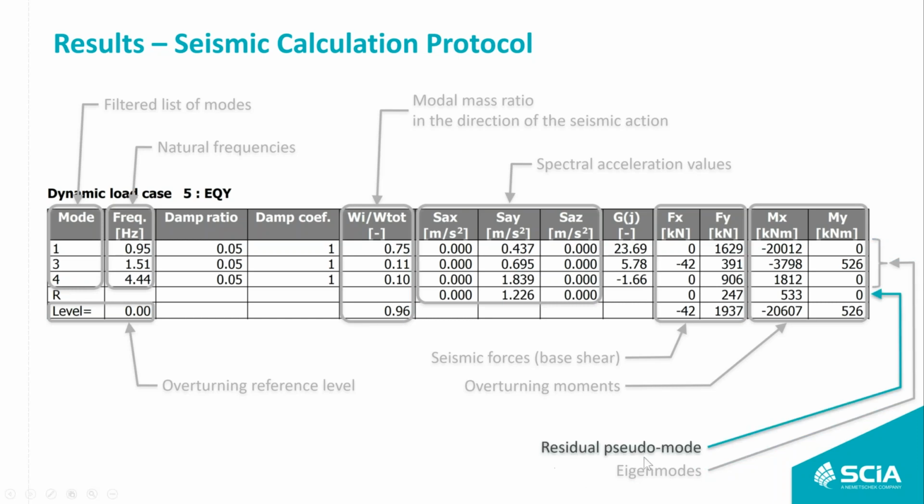Next line, this is the residual pseudo mode. You remember that for the load case in Y direction, I enabled the residual mode calculation. Well, it's here. That's the pseudo mode that is used also to take into account the little bit of mass that is missing in modal superposition. It would not have been necessary in this case, but okay, it's just an illustration. And finally, in the last line at the bottom, the modal superposition results for this seismic load case.